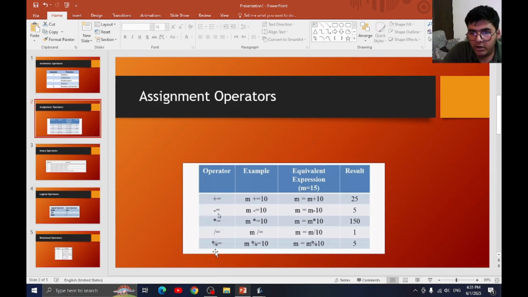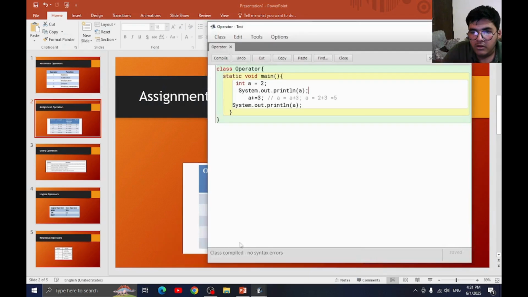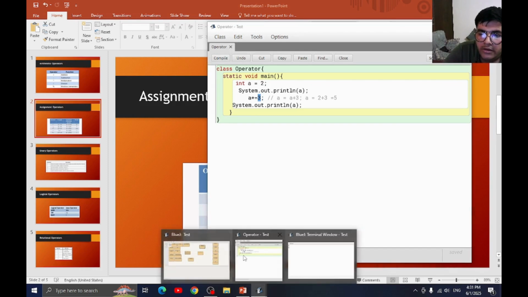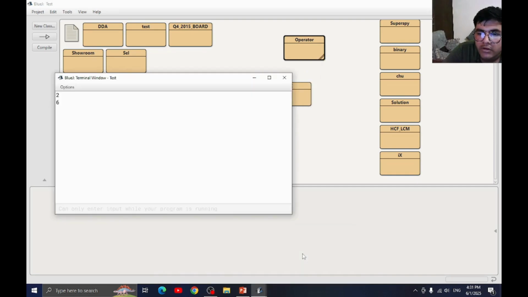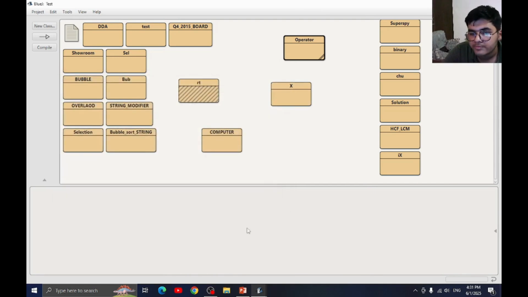So let's say we are doing multiplication, then what happens? Here we are putting the asterisk sign which denotes multiplication, and you see first it's going to print 2, then it's going to multiply 2, the already existing value of a, and 3, and it's going to give us 6. So coming here and running the program, opening the terminal window, you can see the answer is 6 and the previous answer is 2.